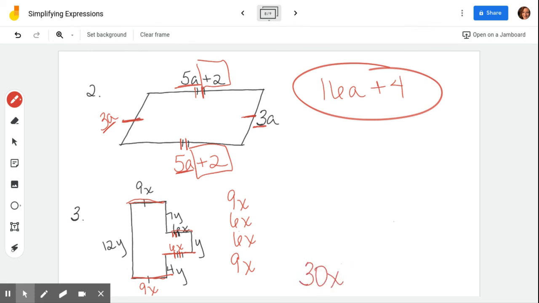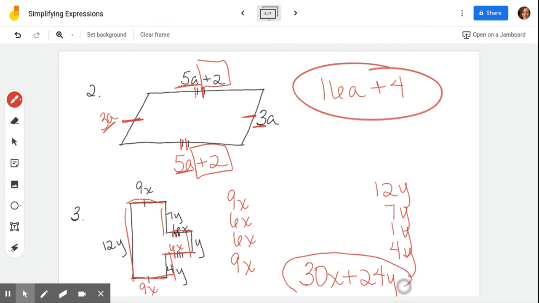Let's look at the y's. I've got a 12y. I've got a 7y. I've got a y. Remember, that really means I have one of them. And I've got 4y. Make sure I didn't miss any of those: 12, 7, 1, and 4. If I add those together, 12 and 7 is 19, plus 1 is 20, plus 4 is 24y, and it's positive, so I'm going to put plus 24y. I didn't have any constants with any of those, so that's my final answer, 30x plus 24y.